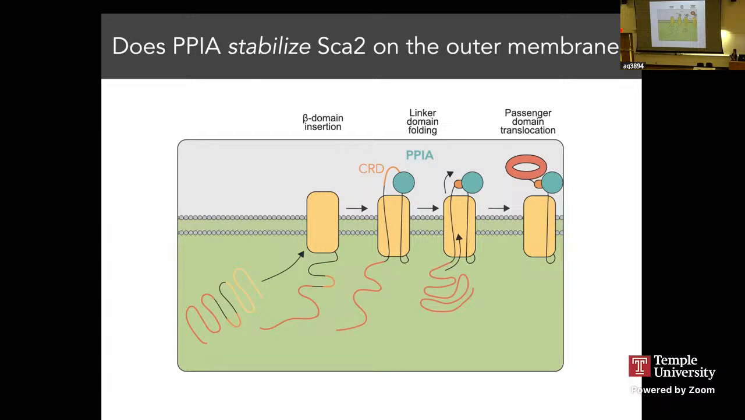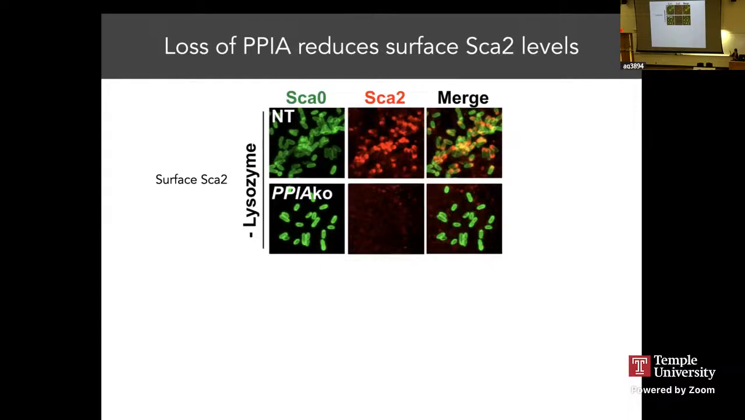And so if that were true, then we would expect that not just tails would be gone, but surface exposure of SCA2 would be gone in these PPIA knockout cells. And luckily, we have an antibody that binds to just the passenger region, so we can actually test this hypothesis. And so what he did is he infected his cells, non-targeting on the top, PPIA knockout cells on the bottom, and we're looking at SCA0, which is a different autotransporter, which does not have this SCA2-like CRD domain. It has its own autochaperone, and it seems fine. It's on the surface. But in the PPIA knockout cells, SCA2 clearly is not present on the surface.